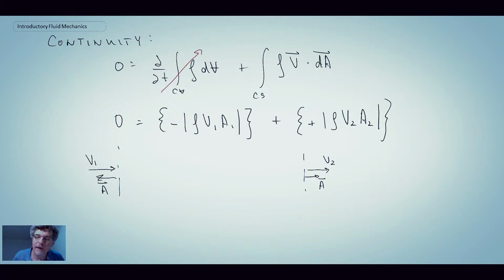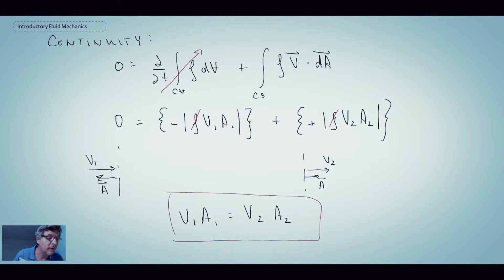So from this, we also know that density is a constant because we're dealing with incompressible flow. So density is going to pop out of that equation. What we're left with then is V1 A1 equals V2 A2. So we're going to take that and set it aside.